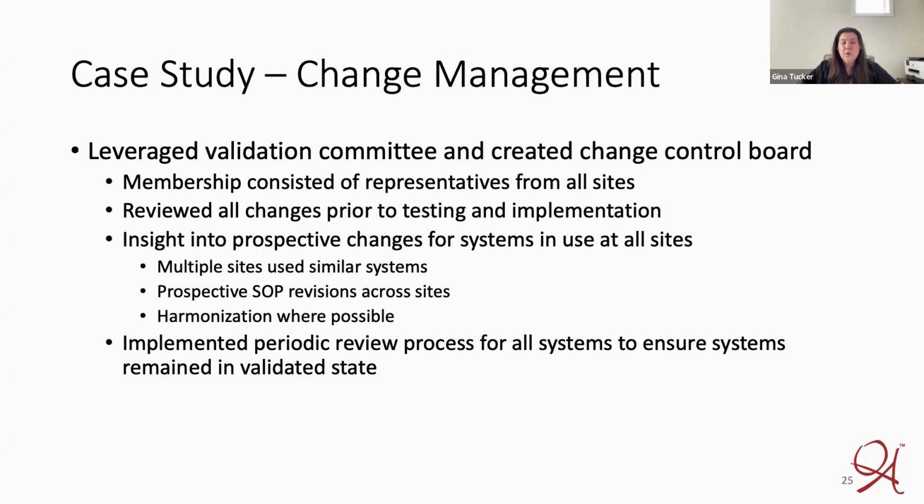In our case study, the committee that was created to develop the MVP process also served again on that 2-year time frame, and part of their duties was to review change controls. So it was comprised of representatives from departments and different sites, and they reviewed all of the changes and documentation for change controls prior to testing and implementation. Due to their diverse nature, they were able to provide insight into potential prospective changes for systems used at multiple sites. They were even able to suggest harmonization efforts and to streamline the use of systems because they were able to see the documentation from the different sites that they had. So this became helpful as they were able to ensure consistency and reproducibility. The committee also implemented a periodic review process along with their change control process.